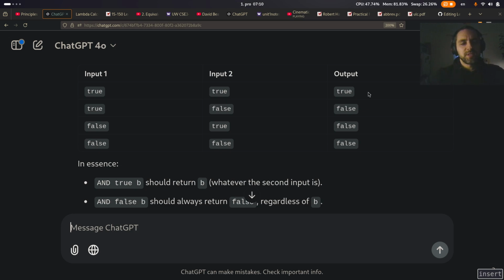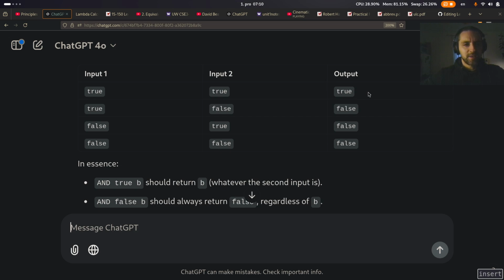Oh, this is interesting. I keep thinking of pattern matching. But how would you do this only with lambdas? Wow. In essence, and true b should return b, whatever the second output is. And false b should always return false, regardless of b. Okay, he's always extracting the main meaning.